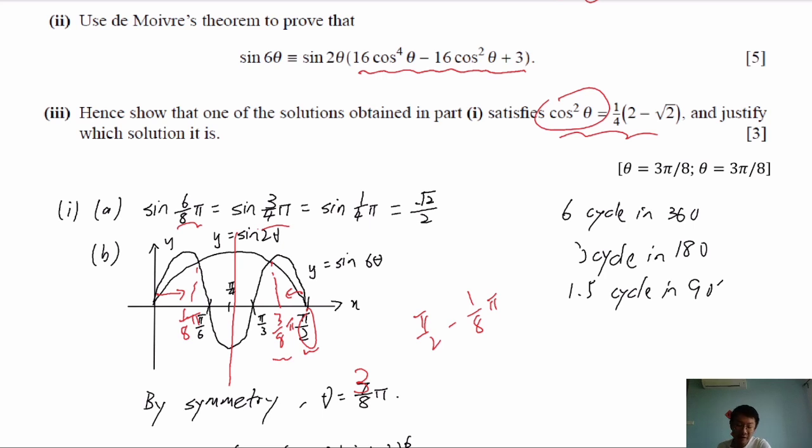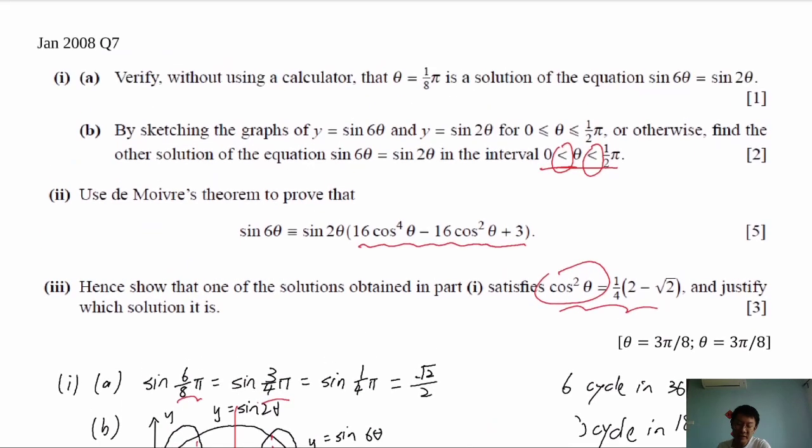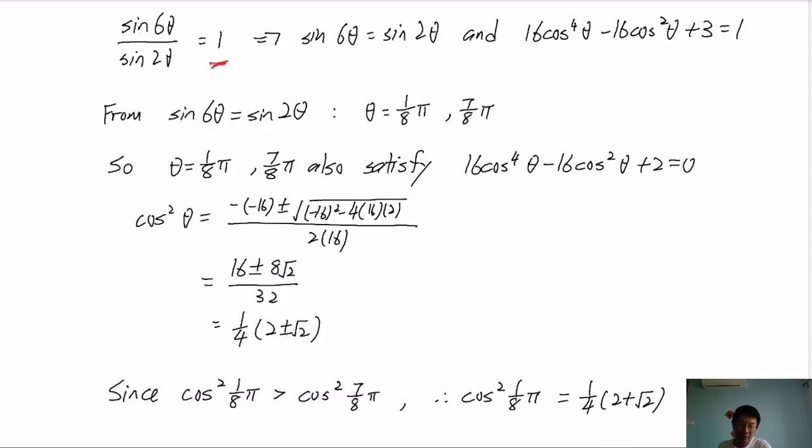And what we have proven earlier on is that sine 6 theta equals sine 2 theta. So when we move this sine 2 theta down, sine 6 theta over sine 2 theta should be equal to 1. So this is what we have for this one. If this equals 1, it means that the quadratic equation also equals 1, based on sine 6 theta equals sine 2 theta.